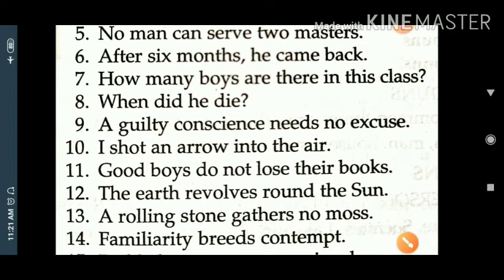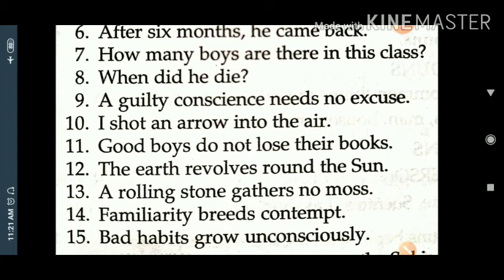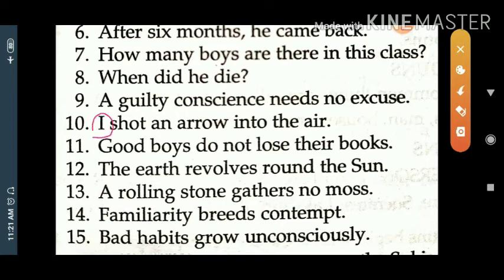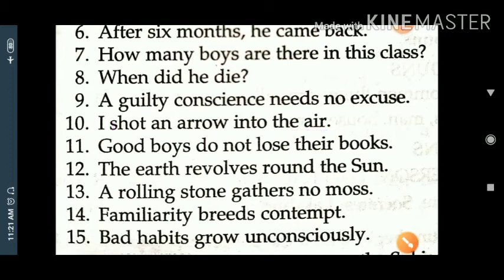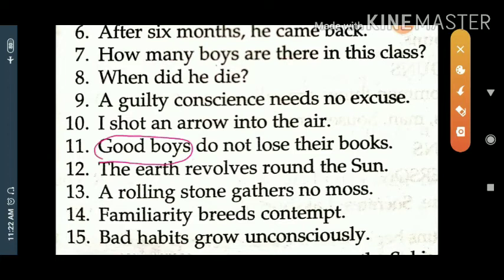Next to that, a very simple sentence is there. I shoot an arrow into the air. Who shoots? I. It means I is the subject. The remaining part of the sentence is the predicate of the same one. Got the idea? Next to that, good boys do not lose their books. Who? Good boys. That will remain the subject. Do not lose their books. That will remain the predicate with that.